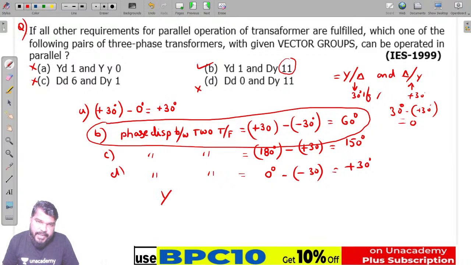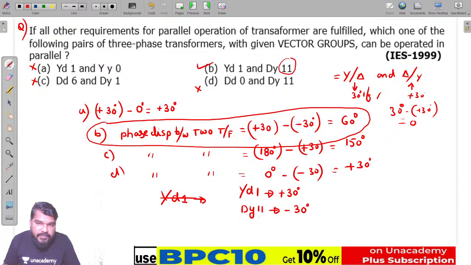See, YD1 is a plus 30 degrees, right? And DY11 is a minus 30 degrees.